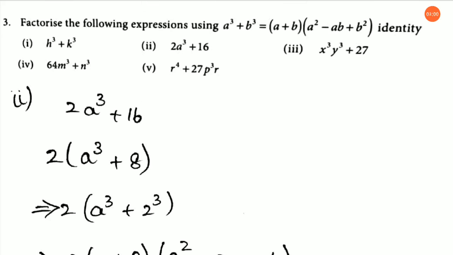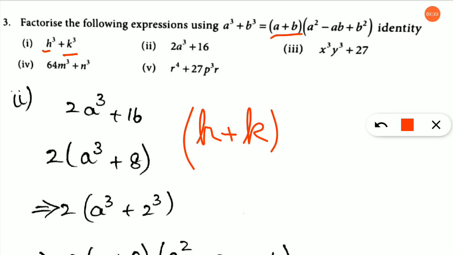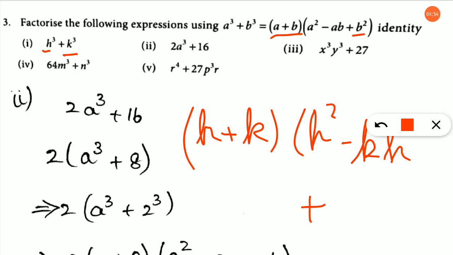Now same way, look at the first subdivision and tell me how you will solve. Directly they have given you h cube plus k cube. So it is in the format a cube plus b cube, right? So the value of a is h here and the value of b is k here. So the answer will be a plus b, first substitute h plus k. And then a square is h square, minus ab, hk. H into k will give us h into k or kh, anything, and then plus b square. B square is k power 2. So this is the factor of the first question.